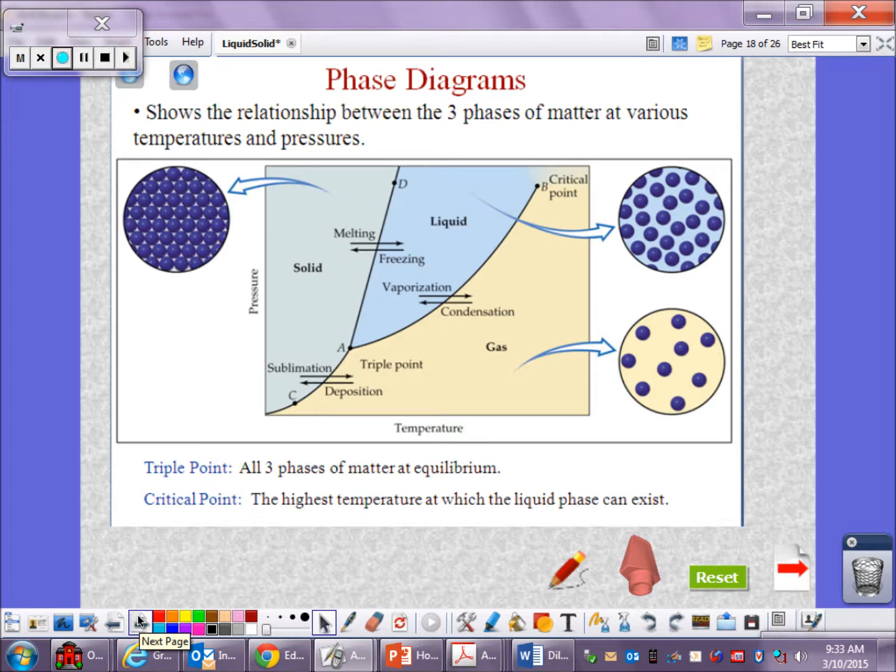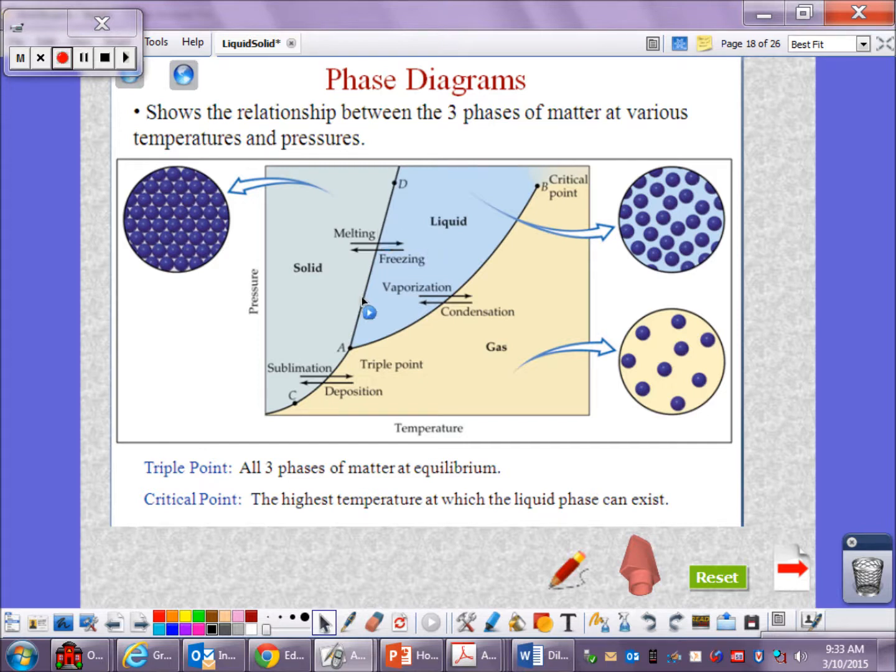This diagram is extremely important. I went over it yesterday, but since I was using a video, it went too fast. So I need you to listen carefully. You need to understand every single part of this diagram. Remember yesterday I told you, this is pressure versus temperature. You will always have your solid here, liquid here, and gas here.